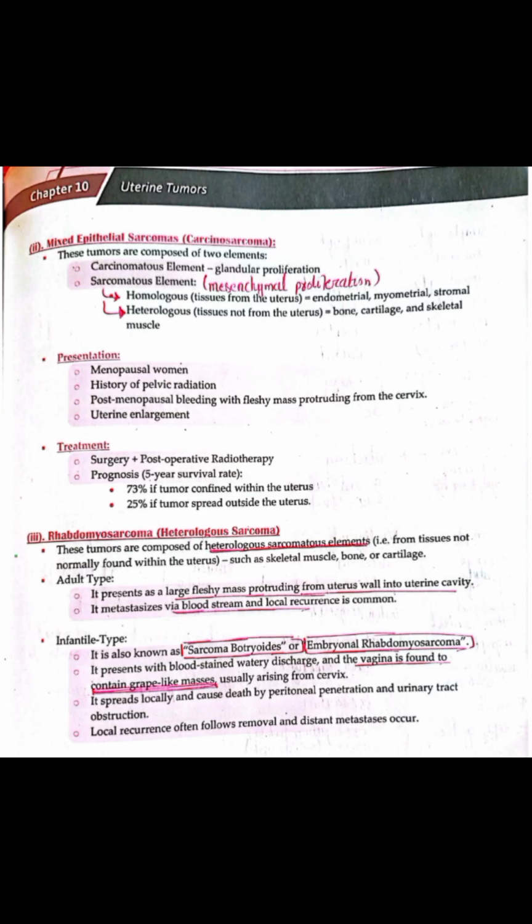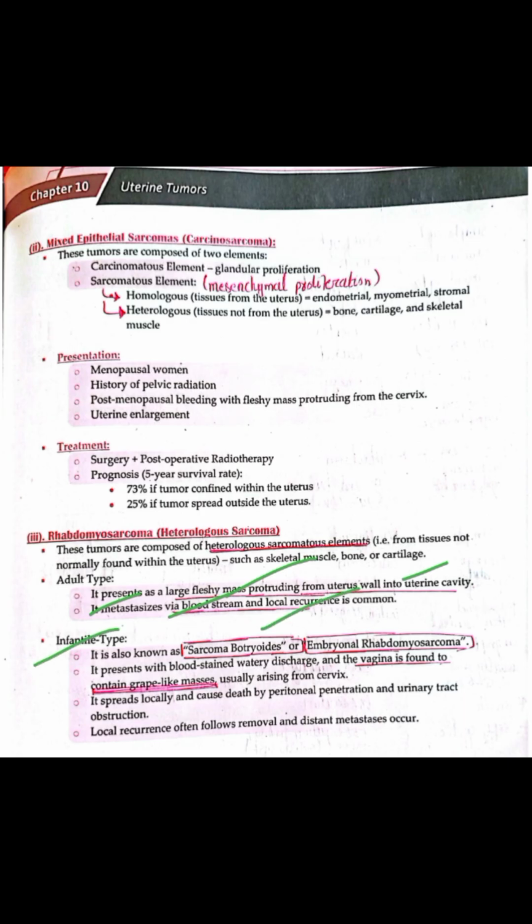Third one is the rhabdomyosarcoma, which is also known as the heterologous sarcoma, and these tumors are composed of heterologous elements, meaning that they include tissues that are not present within the uterus, like skeletal muscle, bones, and cartilage. And the rhabdomyosarcoma includes two types. One is the adult type, and the second one is the infantile type. The adult type presents as a large fleshy mass which protrudes from the uterine wall into the uterine cavity, and it metastasizes via the bloodstream, and there are high chances of recurrence.